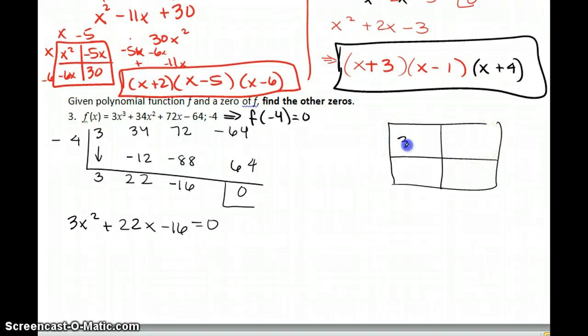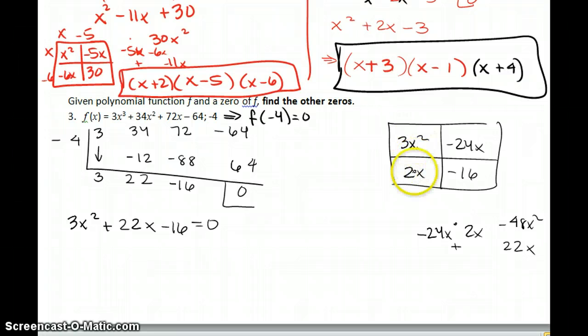So your first term goes in your first box, your last term goes in your last box, and then you're looking for two numbers that will multiply to give you -48x squared, and that will add to give you 22x. So one's going to be positive, one's going to be negative. I'm thinking -24x and positive 2x. So -24x here, 2x here, and then you just factor your little hearts away.